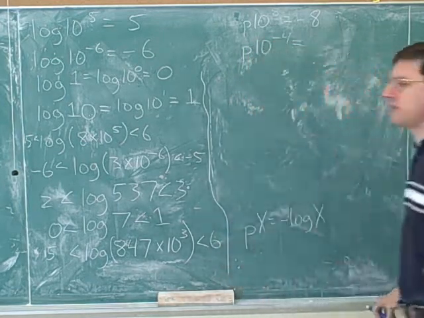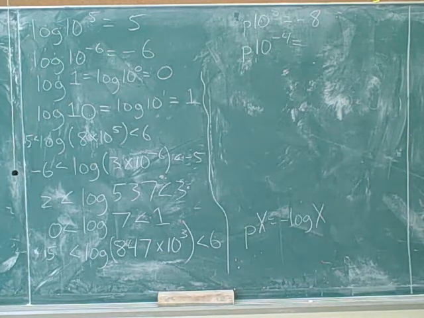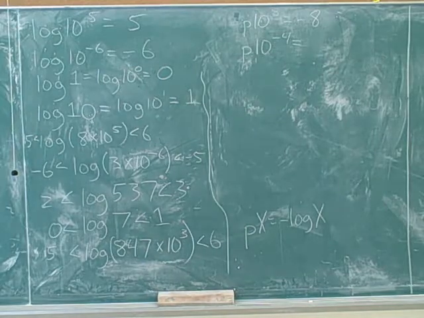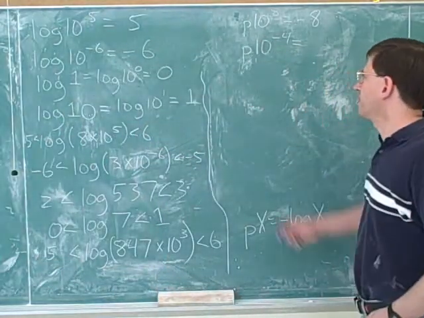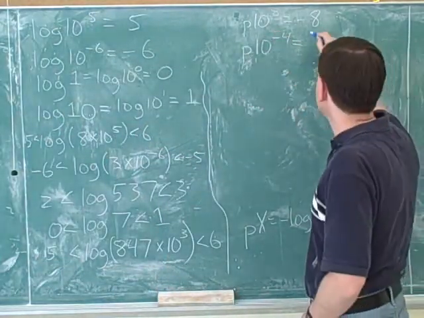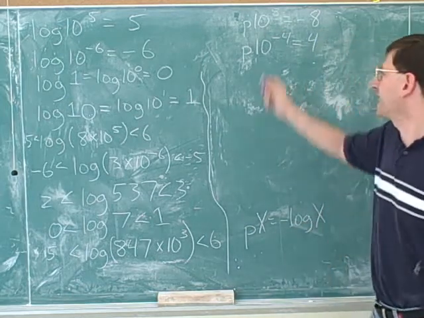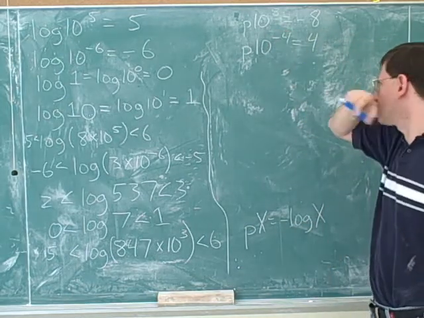When you're ready, let's take the p of 10 to the negative 4. The p of 10 to the negative 4. Okay, good. No trouble at all again. So the logarithm would be negative 4. So the p is positive 4. The negative of this exponent is positive 4.